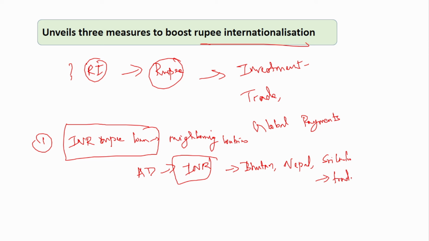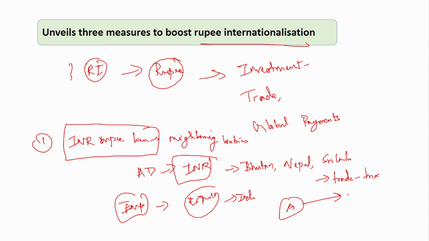This is for trade related transactions. Say suppose there is an importer in Sri Lanka. It plans to buy goods from India. So here the Indian banks can give the loan in the form of rupees directly to the exporter who is in India. See, there is a person A in India who is exporting goods to, say, Nepal. Now this person wants payment in rupees, right?